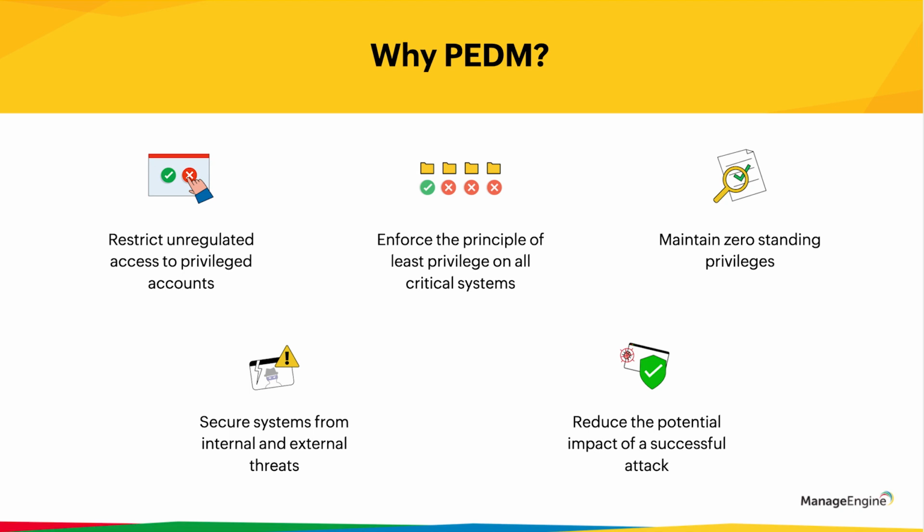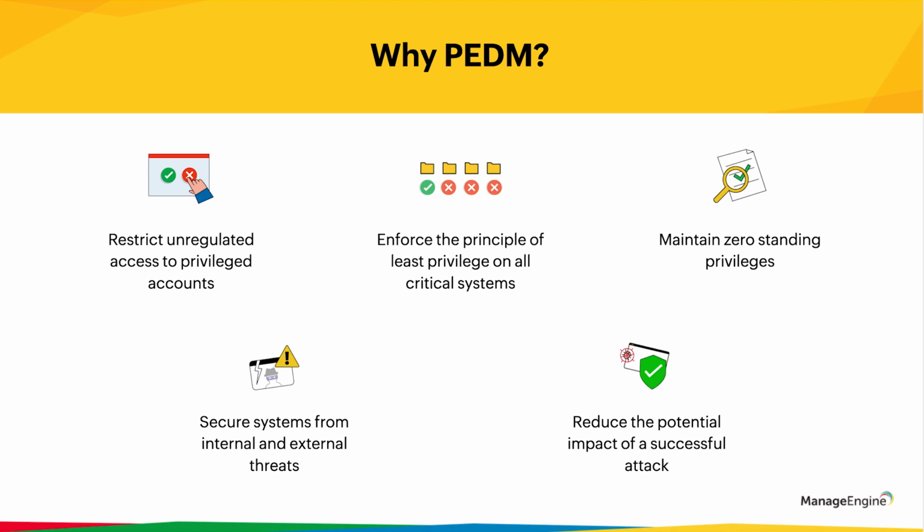The second and the most important one would be to enforce the principle of least privilege for all the critical systems in the environment. This principle of least privilege means that users and applications should only have the minimal level of access required to perform their task in their system. By enforcing this principle, we can reduce the attack surface and limit the potential damage that a cyber attacker can cause in an organization.